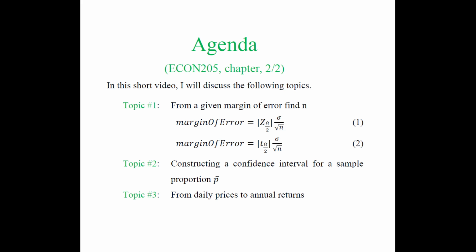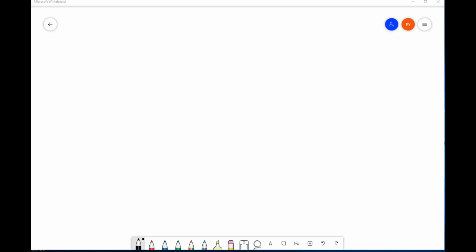Topic number 2, constructing a confidence interval for a sample proportion. Topic number 3, from daily prices to calculate annual return. So one is daily, another is annual.